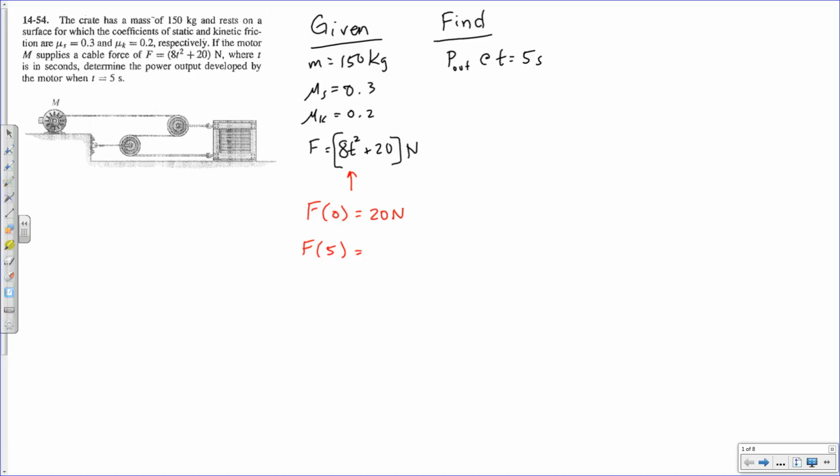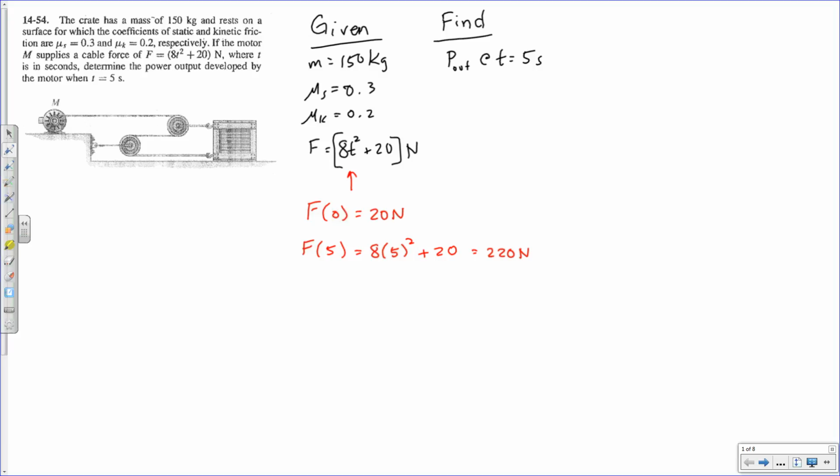At a later time, when time is equal to 5 seconds, the force applied to the cable itself would be equal to 8 times 5 squared plus 20. So 5 squared is 25, 25 times 8 is 200, plus 20, so that would be 220 newtons. Now this is the force that is applied to the cable itself from the motor.